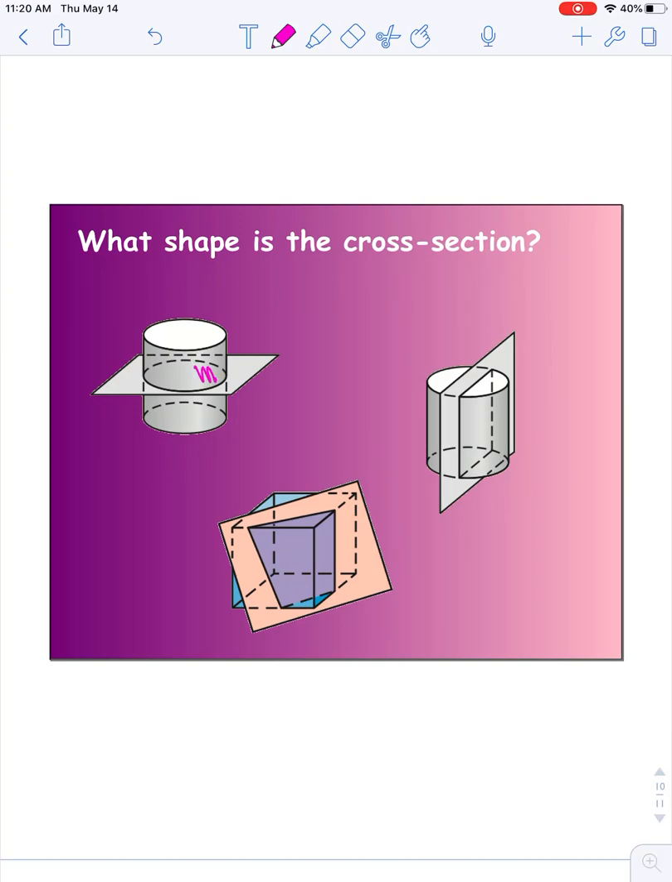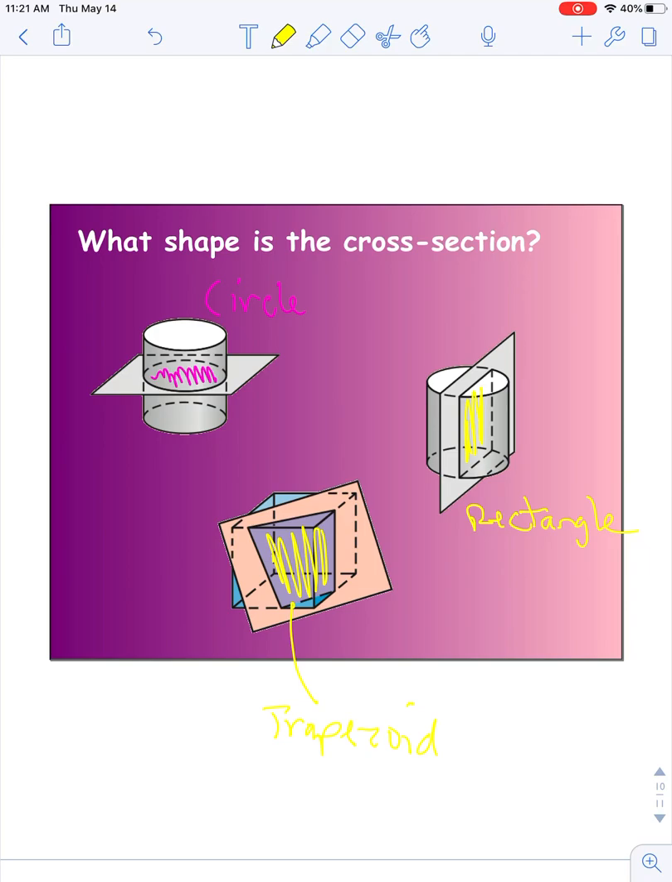So this cross section right in here is a circle. Okay, that's the cross section, a circle. This cross section over here, now that we've cut it a different direction, is a rectangle. And now we've taken a cube and cut it, and this cross section is now a trapezoid. So that's what a cross section is.